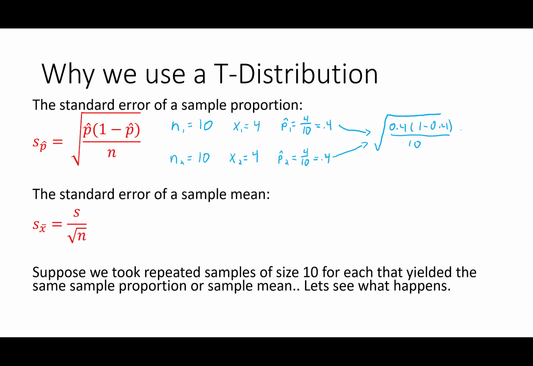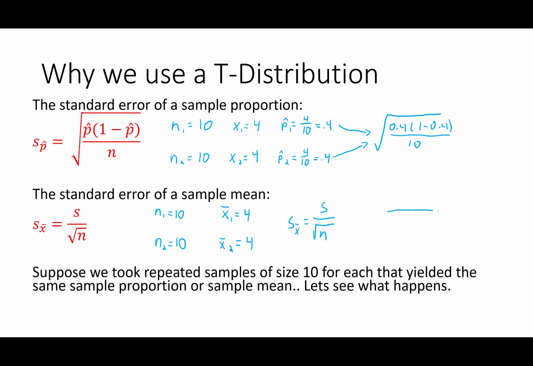Let's try to do that same exact thing for means. Imagine we took a sample of size 10 and another sample of size 10. Suppose they both yielded the same exact sample means. The sample mean of our first group was 4, and the sample mean of our second group was 4. Now the question is, what happens to our standard error? Our standard error looks at our standard deviation over the square root of our sample size. Well, what's our standard deviation?